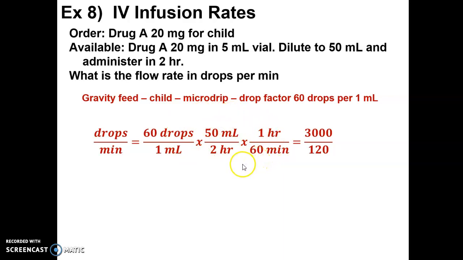And now we can think about doing the math. 60 times 50 is 3,000. 2 times 60 is 120. So it should work out to give us 25 drops per minute. And remember, if you do get a decimal here, you want to go ahead and round to a whole number because nobody's counting a piece of a drop. Okay, so just, like I said, go ahead and round it to a whole number if you do get a decimal.